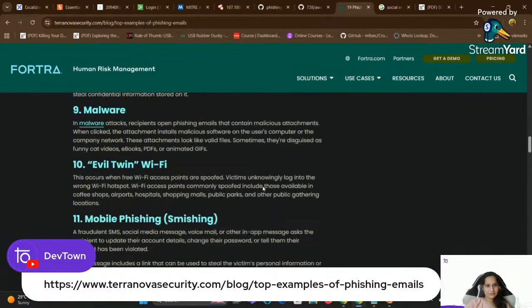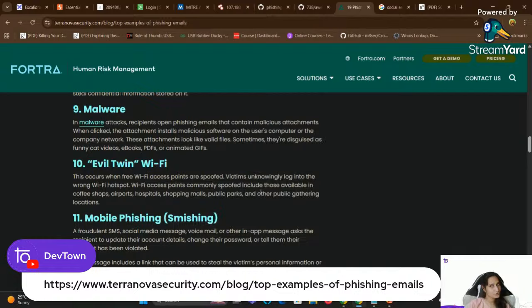Evil twin Wi-Fi, guys. Evil twin Wi-Fi is also one of the oldest tricks of manipulating people into giving away their information, because this occurs when free Wi-Fi access points are spoofed, on airports and some public places.